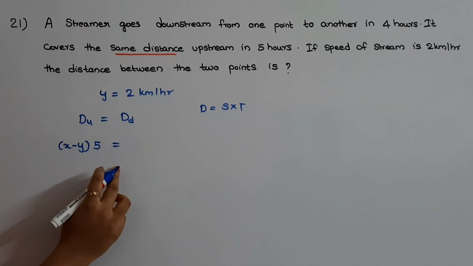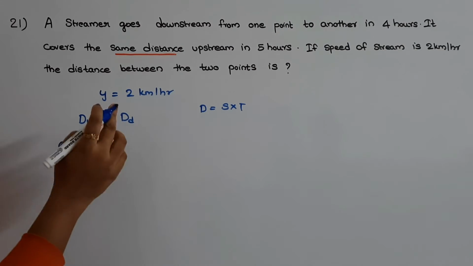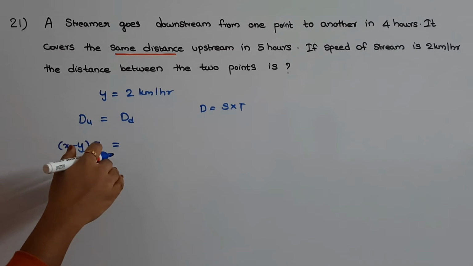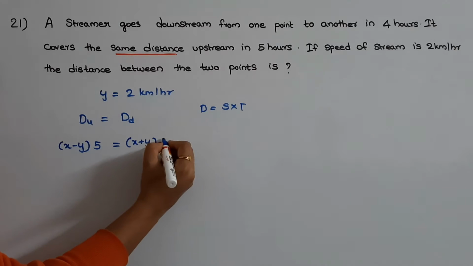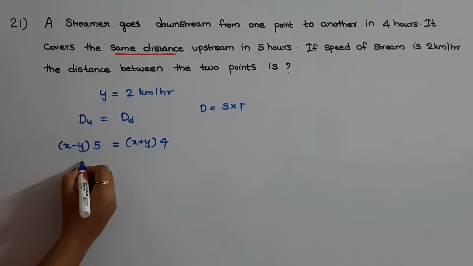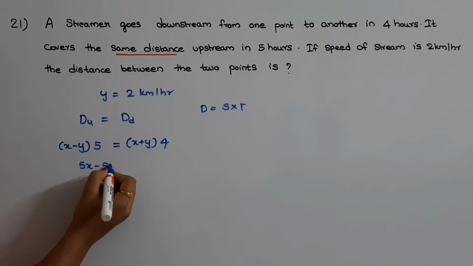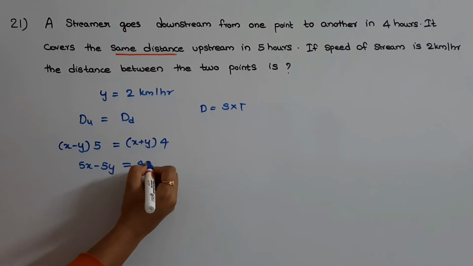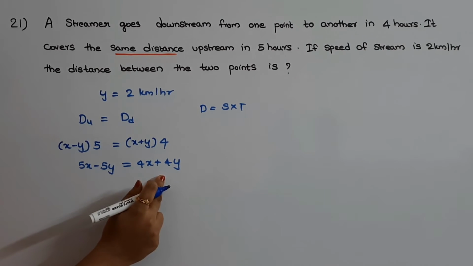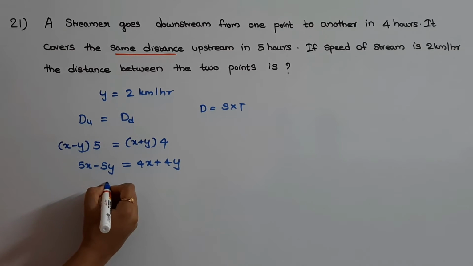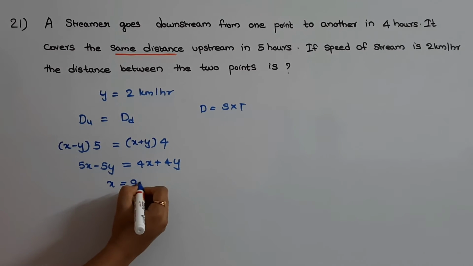That is equal to downstream distance. Downstream distance is downstream speed into downstream time. That is (x + y) into 4. So, this is equal to 5(x - y) = 4(x + y). So, on solving this, you will get x = 9y.